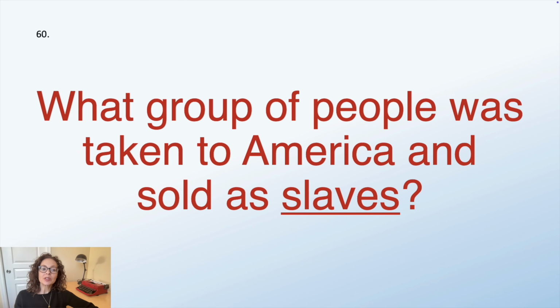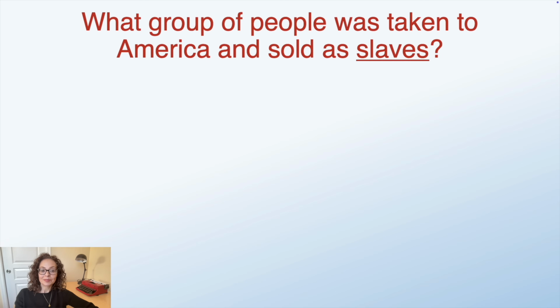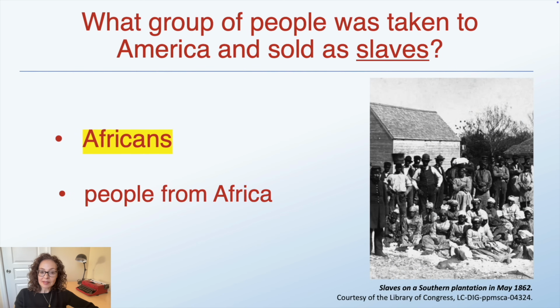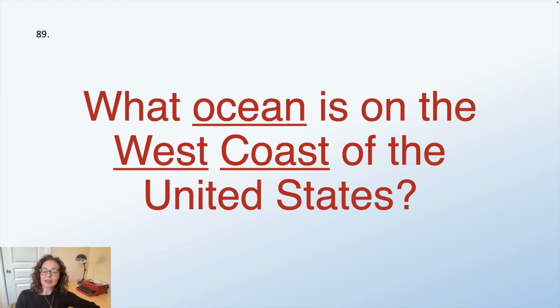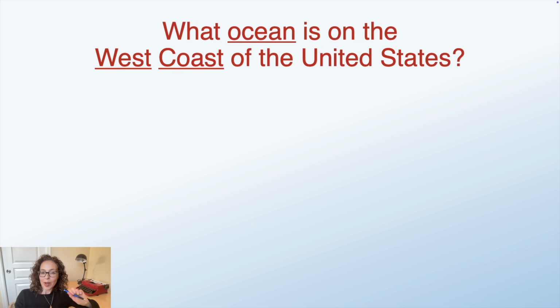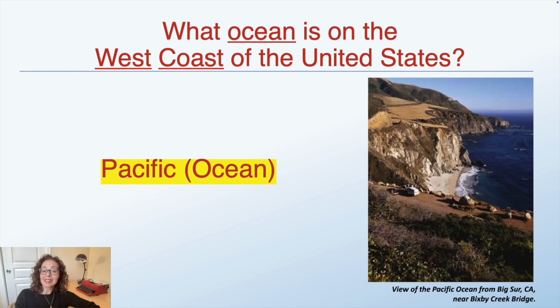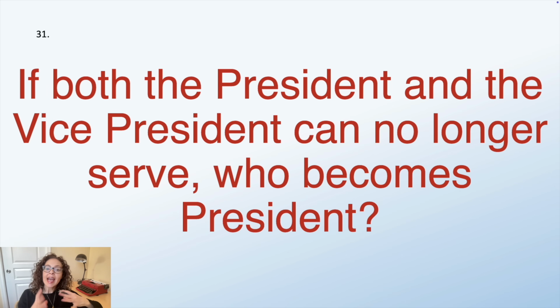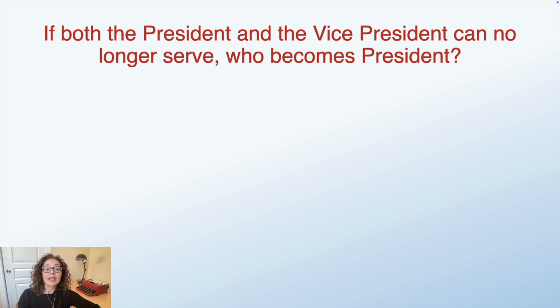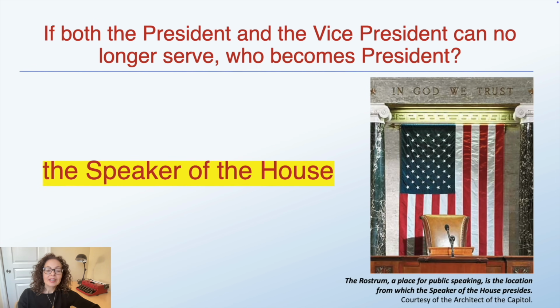What group of people was taken to America and sold as slaves? Africans. What ocean is on the west coast of the United States? The west coast is the Pacific Ocean. If both the president and the vice president can no longer serve, who becomes president? The Speaker of the House.